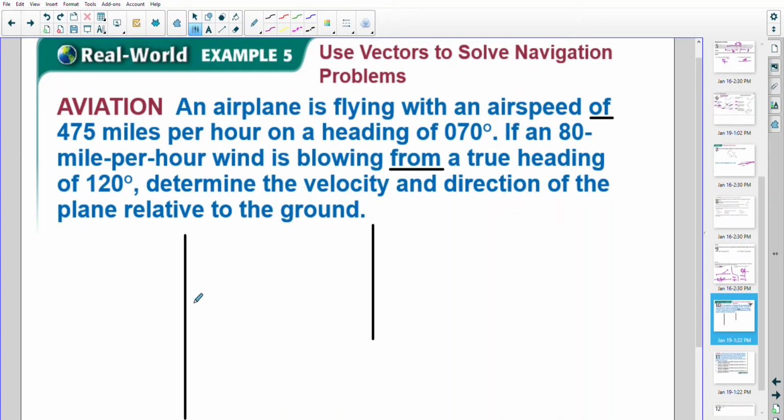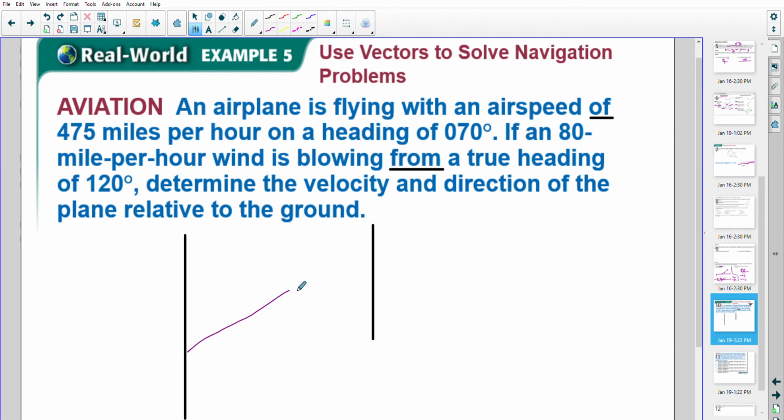This is a typical type of vector problem involving planes and wind. As you read through this, it shows that there's an airplane that has an airspeed of 475 miles per hour, heading of 70. When it says heading, that's from the north side, and you drop a north-south line. So 70 degrees would be less than 90.